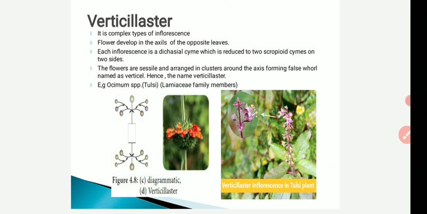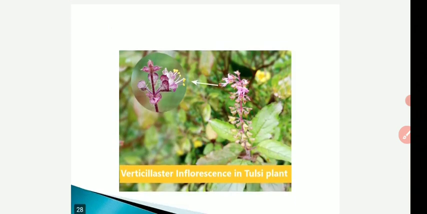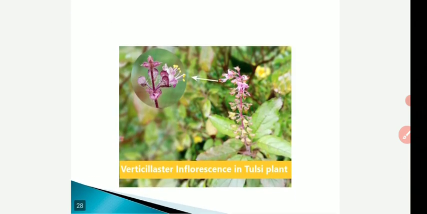Look here, there is a diagrammatic representation of verticillaster type of inflorescence, where dichasial or scorpioid type of cyme is produced on the two sides of the axis, and it gives a whorl-like structure. So we call it a false whorl, and that's why these false whorls are called verticille, and this structure together is called verticillaster type of inflorescence. You can easily find it in the tulsi plant. You can observe it in your potted tulsi plants also.